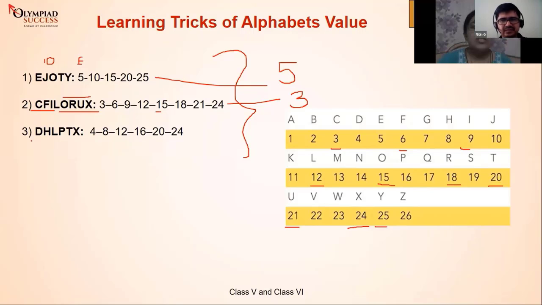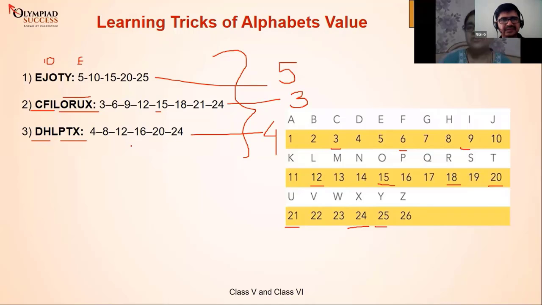Moving next, we have DHLPTX. So in DHLPTX, DHL is starting from 4, 8, 12, and PTX is equal to 16, 20, 24. So if I'm not wrong, I'm very sure that you have already got the correct answer, that it is a multiple of 4. Yes, so DHLPTX is an easy form of remembering all the place values of the alphabets which are a multiple of 4. Guys, it is very interesting and very nice, isn't it?